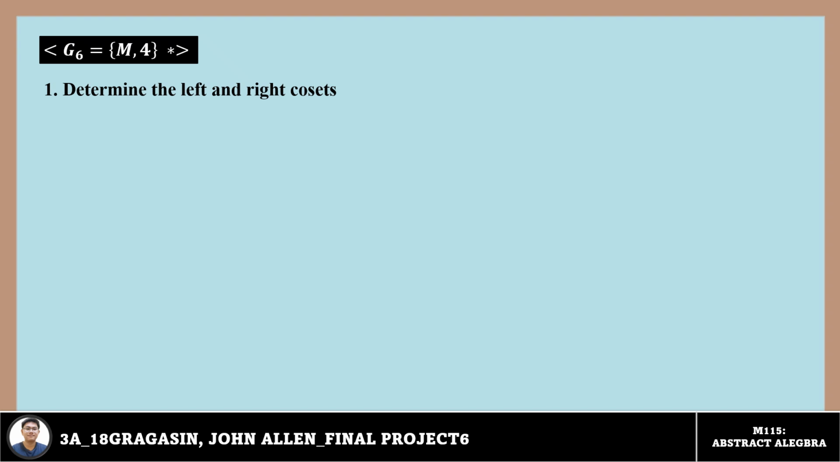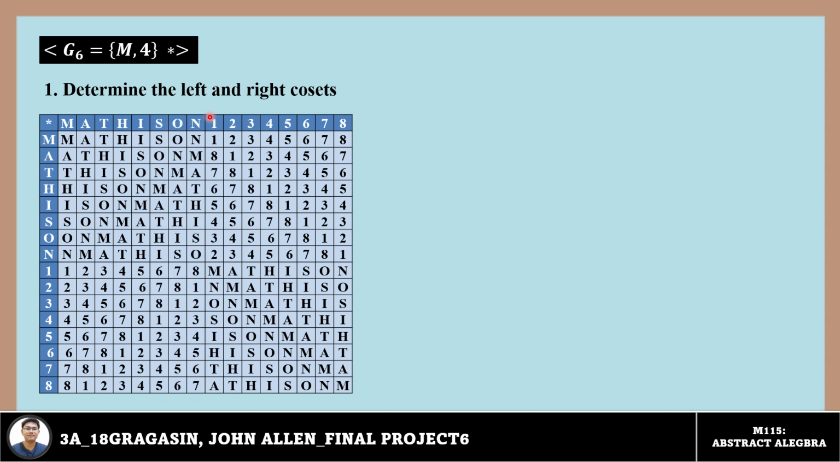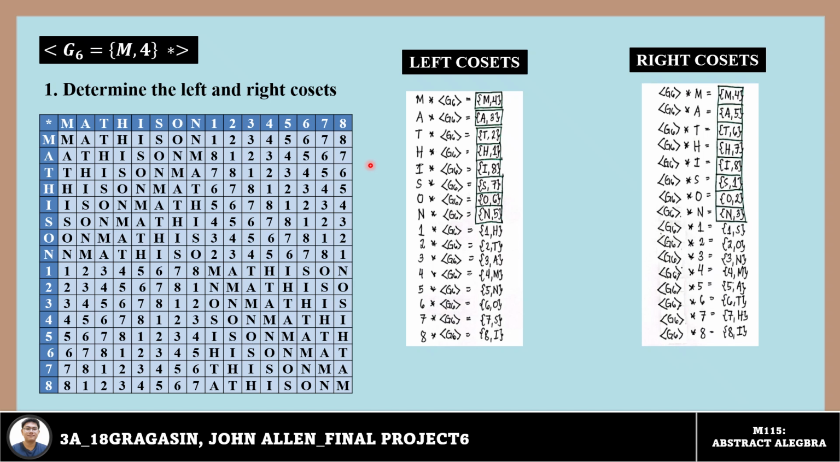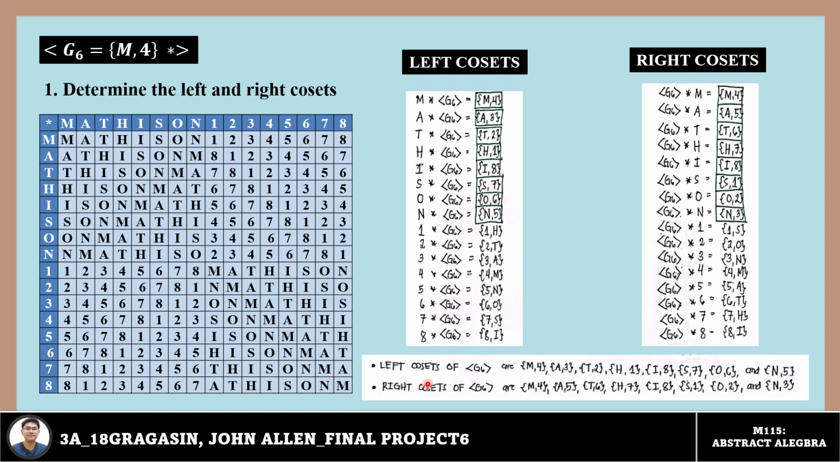For our G sub 6 with elements M and 4 under the binary operation, determine the left and right cosets again. By using this table, we have concluded these left and right cosets, and then by checking which elements coincide, we have these answers. For our left cosets, we have M and 4, A and 3, T and 2, H and 1, I and 8, S and 7, O and 6, and then the set of N and 5.